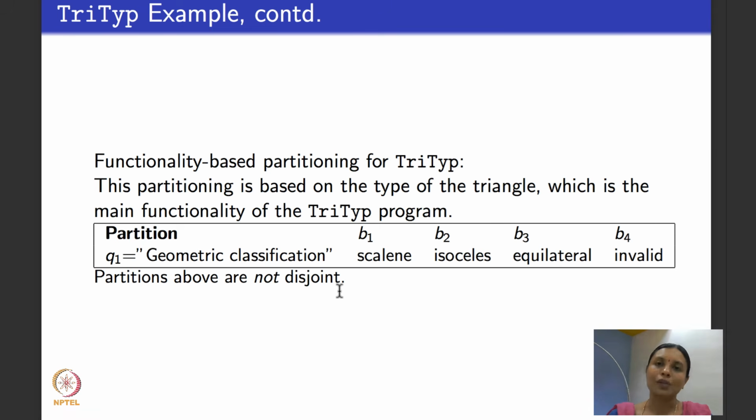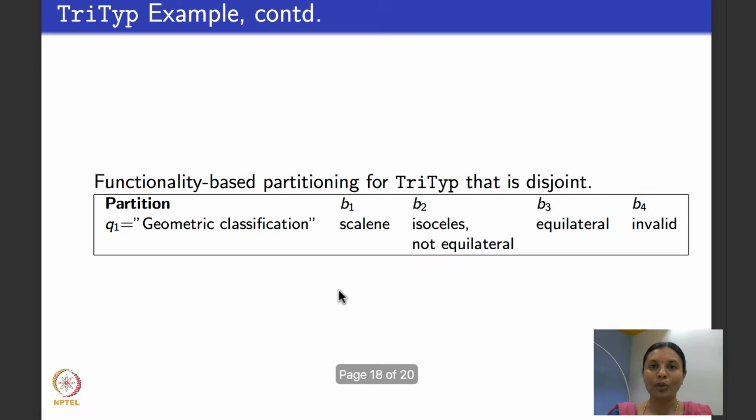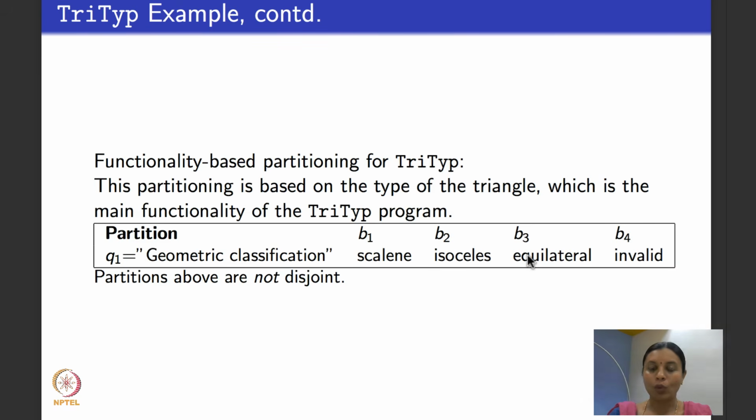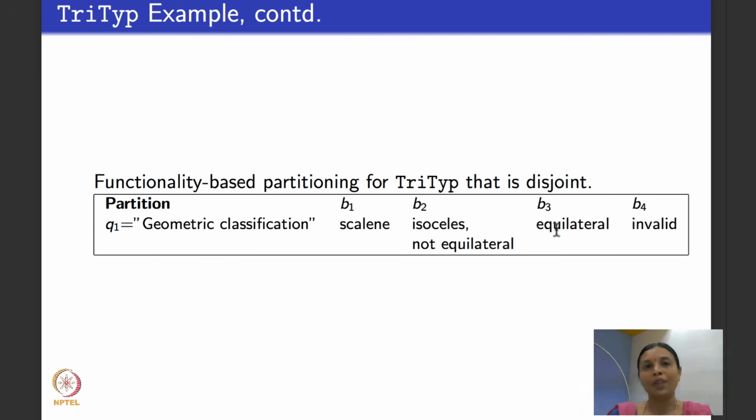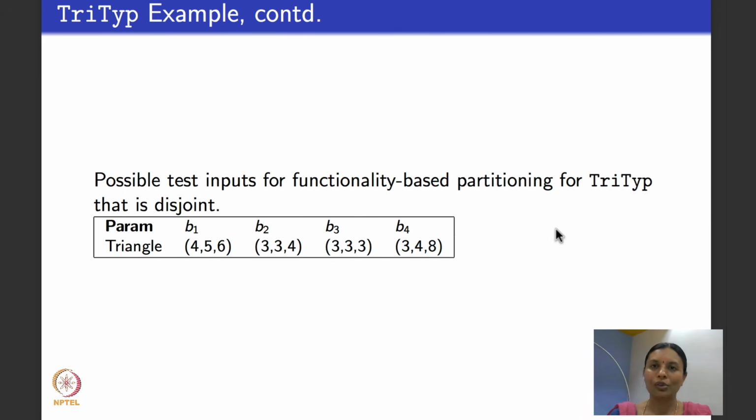So how do I overcome this small issue? The tweak or the correction that I have to do for the partitions is very simple. I just rewrite the partitions to mean that it's scalene, it's isosceles but not equilateral, it's equilateral, and it's an invalid triangle. What will this achieve? This will make sure that for B2, I do get a triangle that's only isosceles. It will separate equilateral triangles that also have the scope for being isosceles. So it says isosceles triangle, not equilateral. This way, I made sure that the partitions B2 and B3, which were overlapping here, become disjoint here. Now I'm ready to give test inputs to start testing the program.